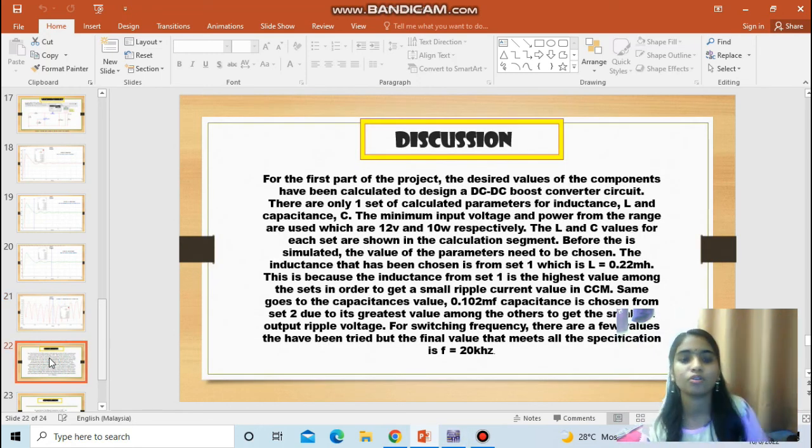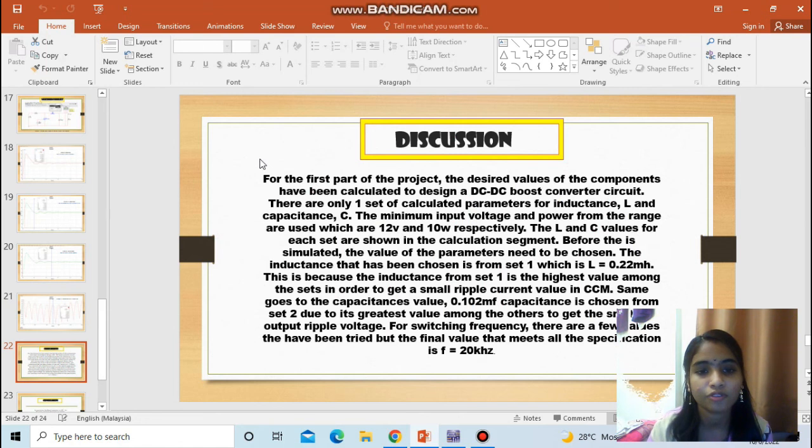And the discussion of this project is, for this part of the project, the desired values of the components have been calculated to design a DC to DC boost converter circuit. There is only one set of calculated parameters for inductance L and capacitance C. The minimum input voltage and power from the range are used, which are 12 volt and 10 watt respectively. The L and C values for each set are shown in the calculation segment.